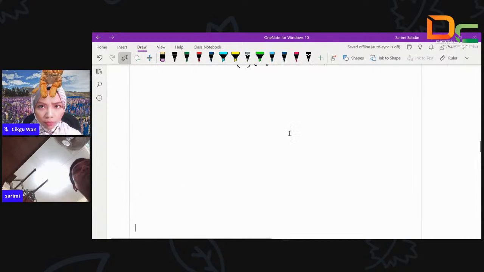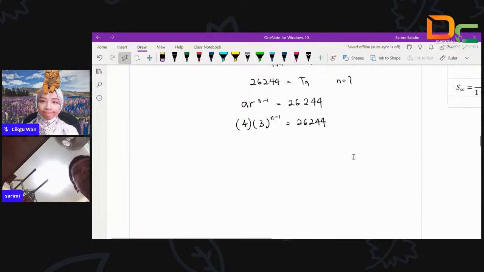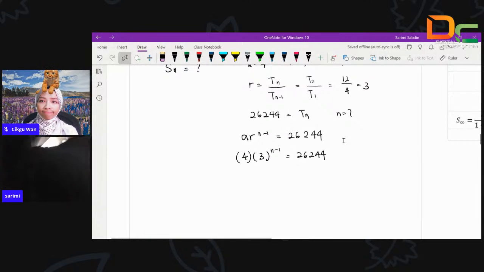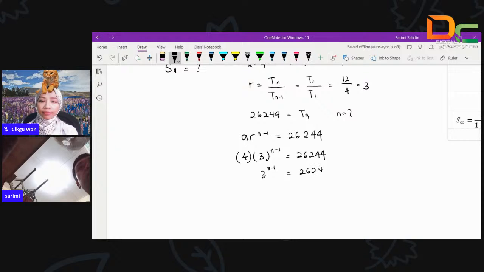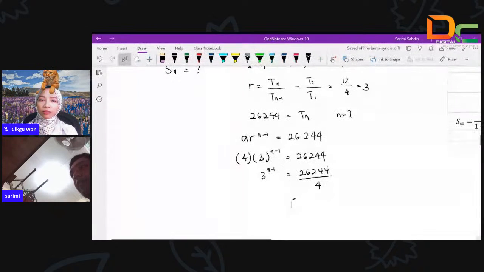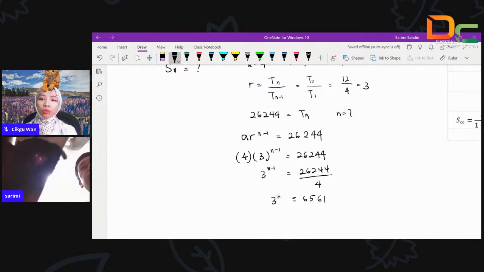We need to rearrange this equation so we get the value of n. First, we bring 4 to the right-hand side, so we divide both sides by 4. We get 3 to the power of n minus 1 equals 26244 divided by 4, which is equal to 6561.